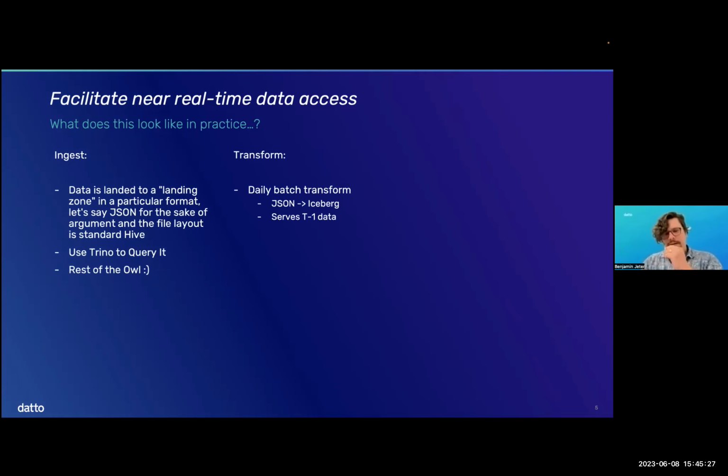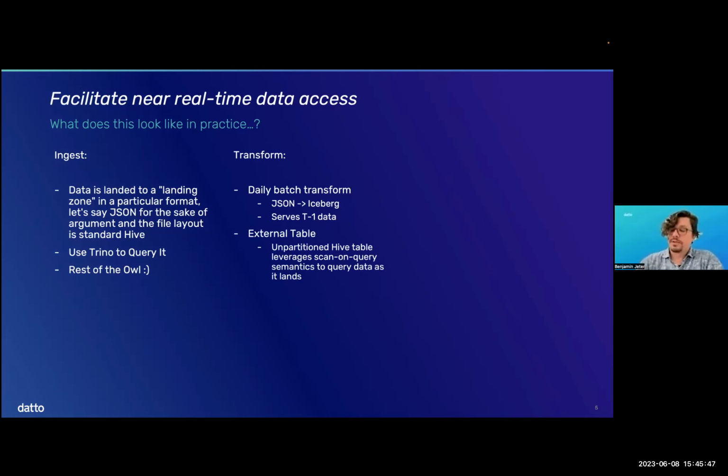So this is what we're going to do first. We're going to have a daily batch transform that's going to be managed by our orchestrator. That JSON is going to be transformed into Iceberg. And this is going to serve all of our T-1 data. And it's really as simple as that conceptually.